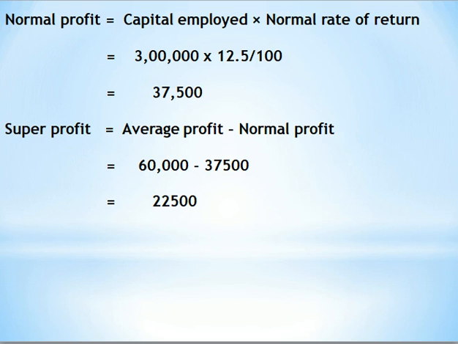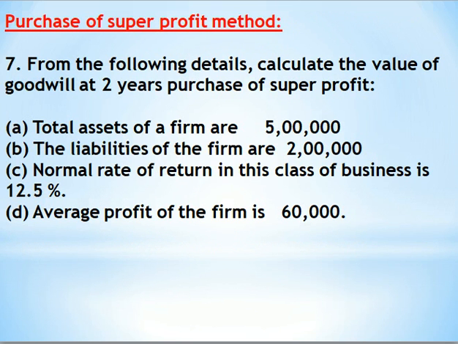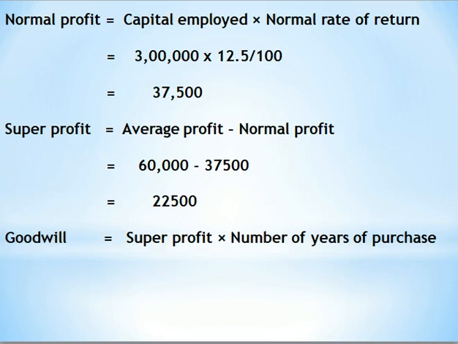And then we have to substitute the amount of super profit in goodwill. In the purchase of super profit method, goodwill is equal to super profit into number of years of purchase. The amount for super profit is 22,500 and number of years of purchase is 2 years. If we multiply 22,500 into 2, it gives you 35,000, which is the amount of goodwill.